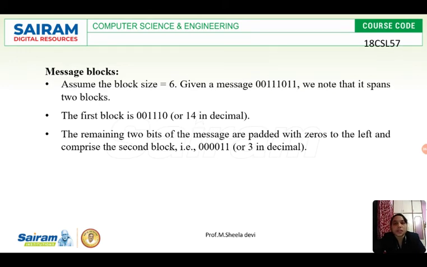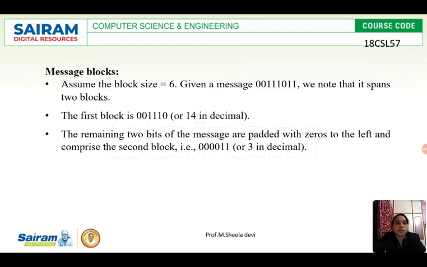See, this is the message block. Assume the block size is equal to 6. This is the message, 0 1 1 1 0 1 1. We note that it spans 2 blocks. So the block size is 6, and we have more than 6 bits.